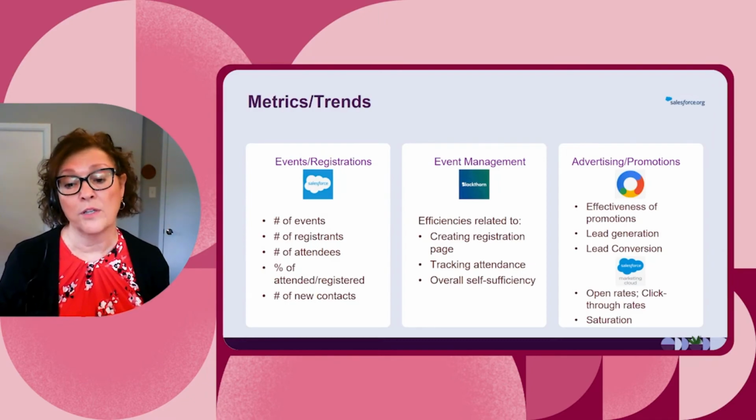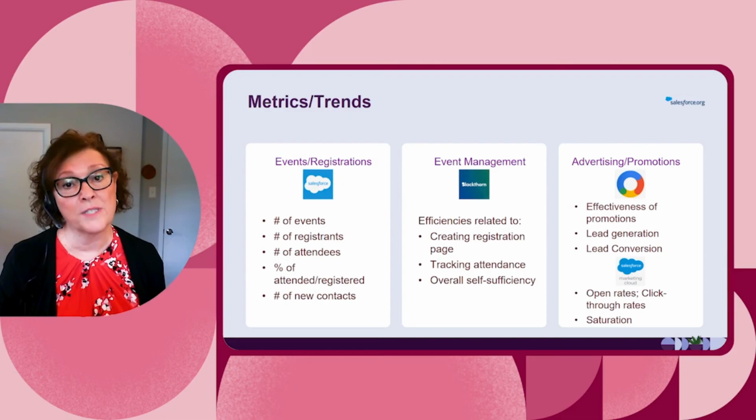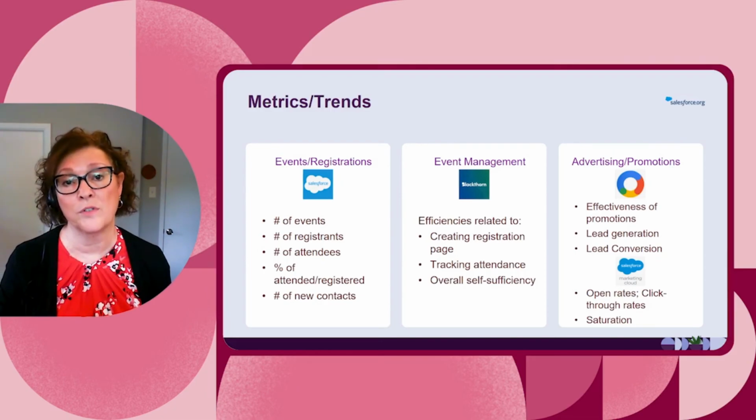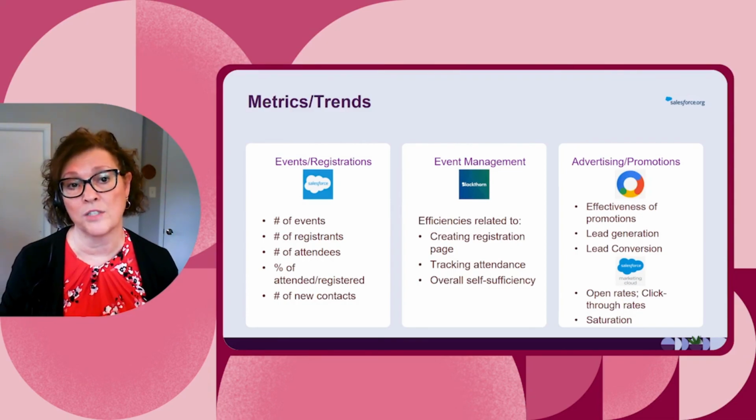And finally, we look at individual email results. Who's receiving the email, who's opening them, who's clicking on the links. And because we have a unified CRM system, we can view email results across all departments and watch for oversaturation.